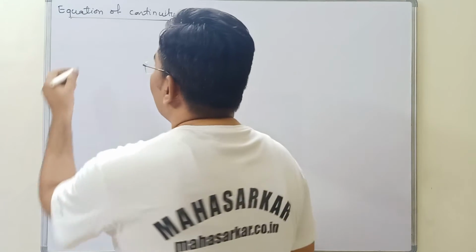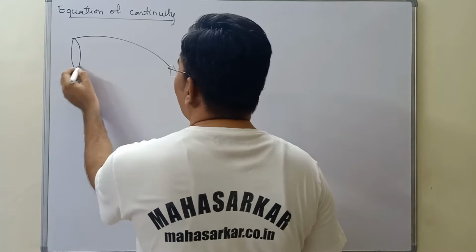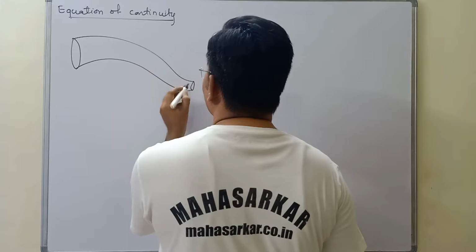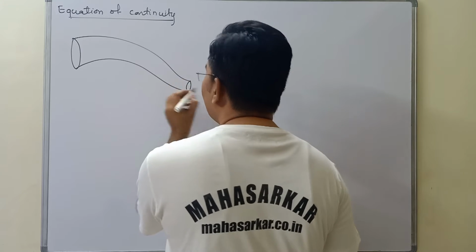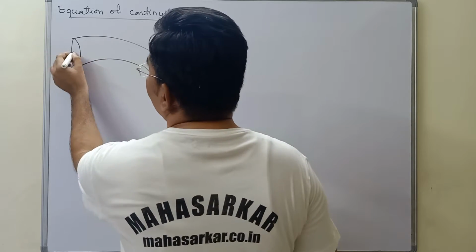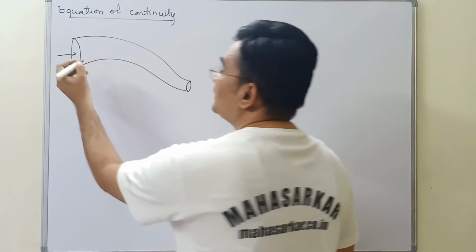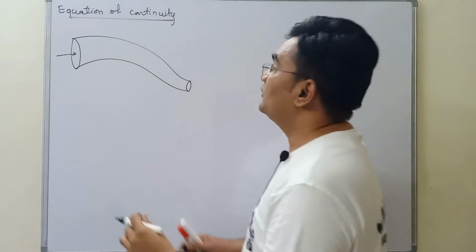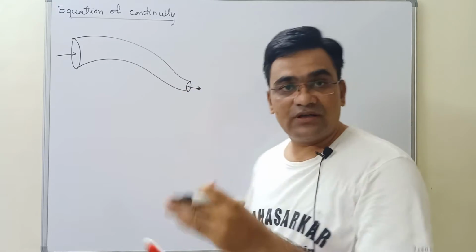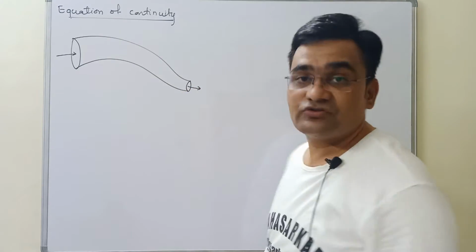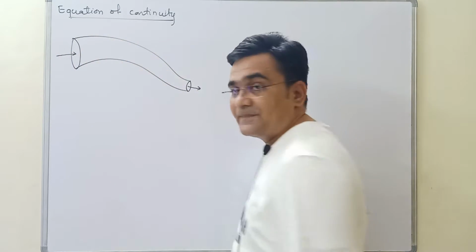Suppose this is the pipe of different cross section. As you can see easily here, the cross section of pipe is different. So the opening through which fluid is going to enter has broad cross section, whereas the end through which the liquid is going to escape or exit has narrow cross section. Okay, so the cross section area of that pipe is going to change.